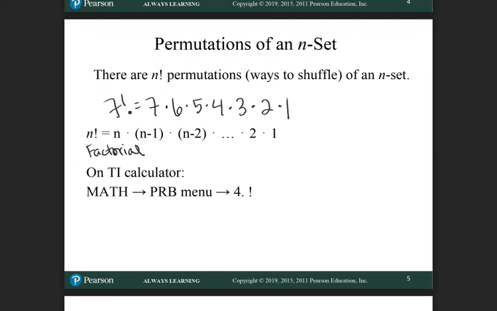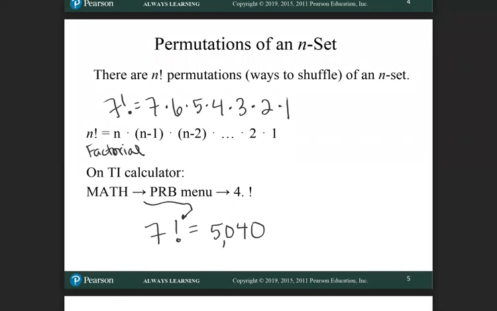In order to do this on a calculator, you're going to go into the math menu, over to the probability menu. You have to click the arrow to get over there. And then option 4 is factorial. So if I wanted to type 7 factorial, I would type the 7 first, and then I would do this whole process to get factorial. Then you hit equals, and 7 factorial equals 5,040.